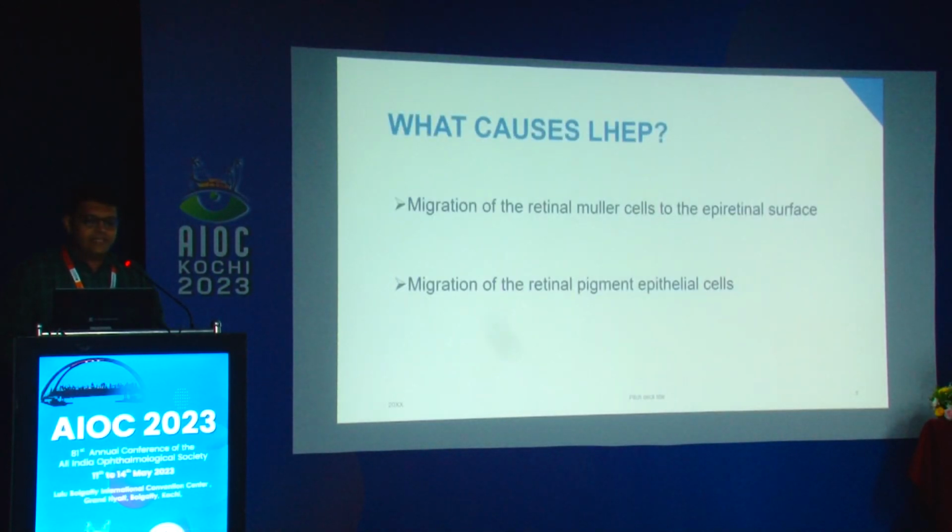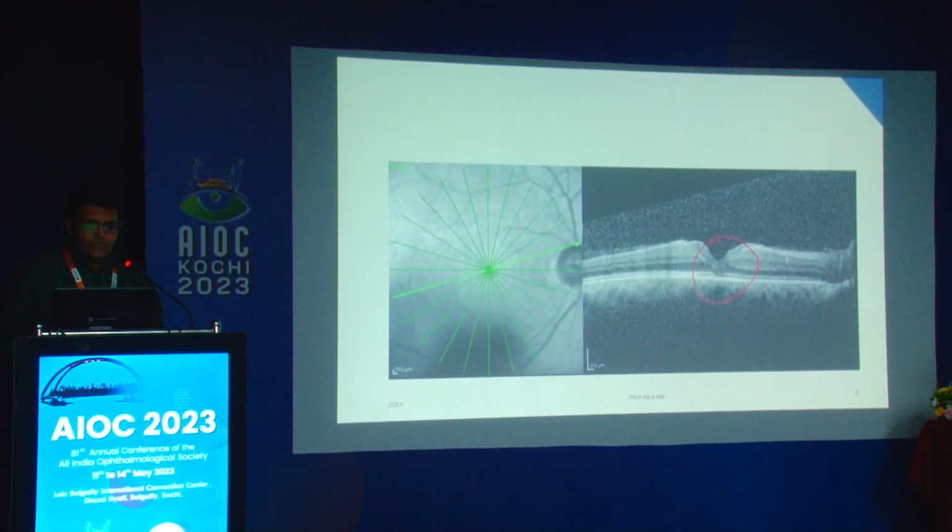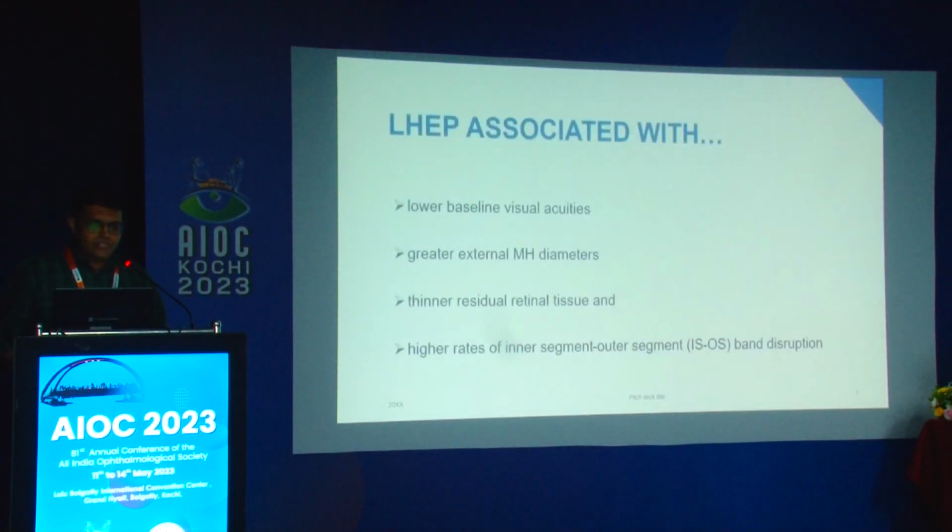What causes LHEP? Multiple theories have been put forth. One of them is the migration of the retinal Müller cells to the epiretinal surface, and in some cases there is migration of the retinal pigment epithelial cells as well. In this photograph, you can see there is an LHEP, but you can also see in the central part a discontinuity of the ellipsoid zone or the ISOS junction.